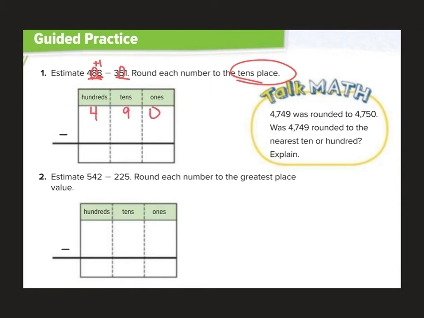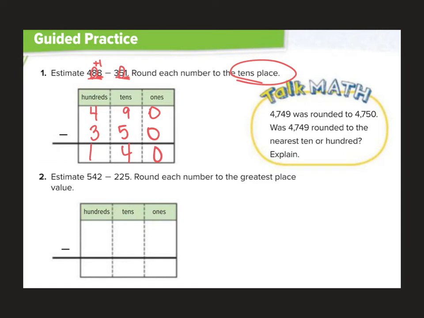490. The 5 and the 1 tells the 5 to stay the same, 350. Now I'm subtracting, and I would get 140.